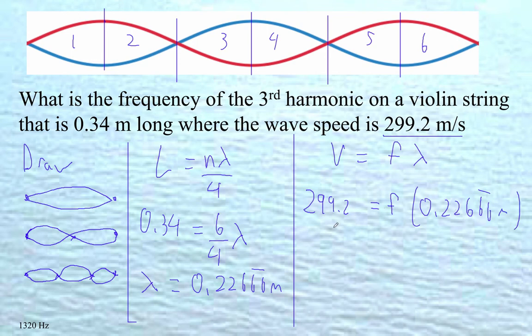So 299.2 divided by that number I just got. Type in a lot of 6s. It's good for you, right? And when I get that, I get a strangely round answer. I get 1320 hertz.